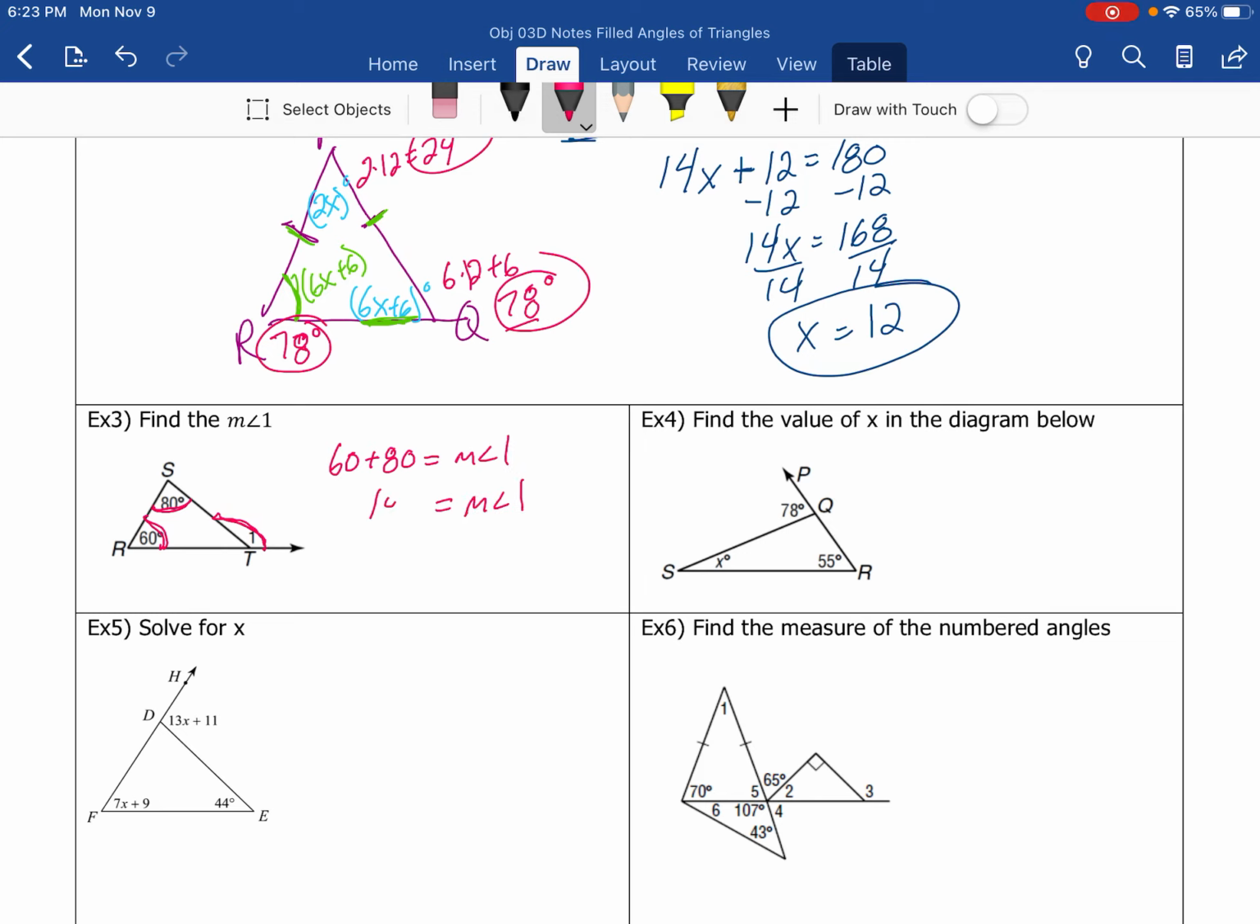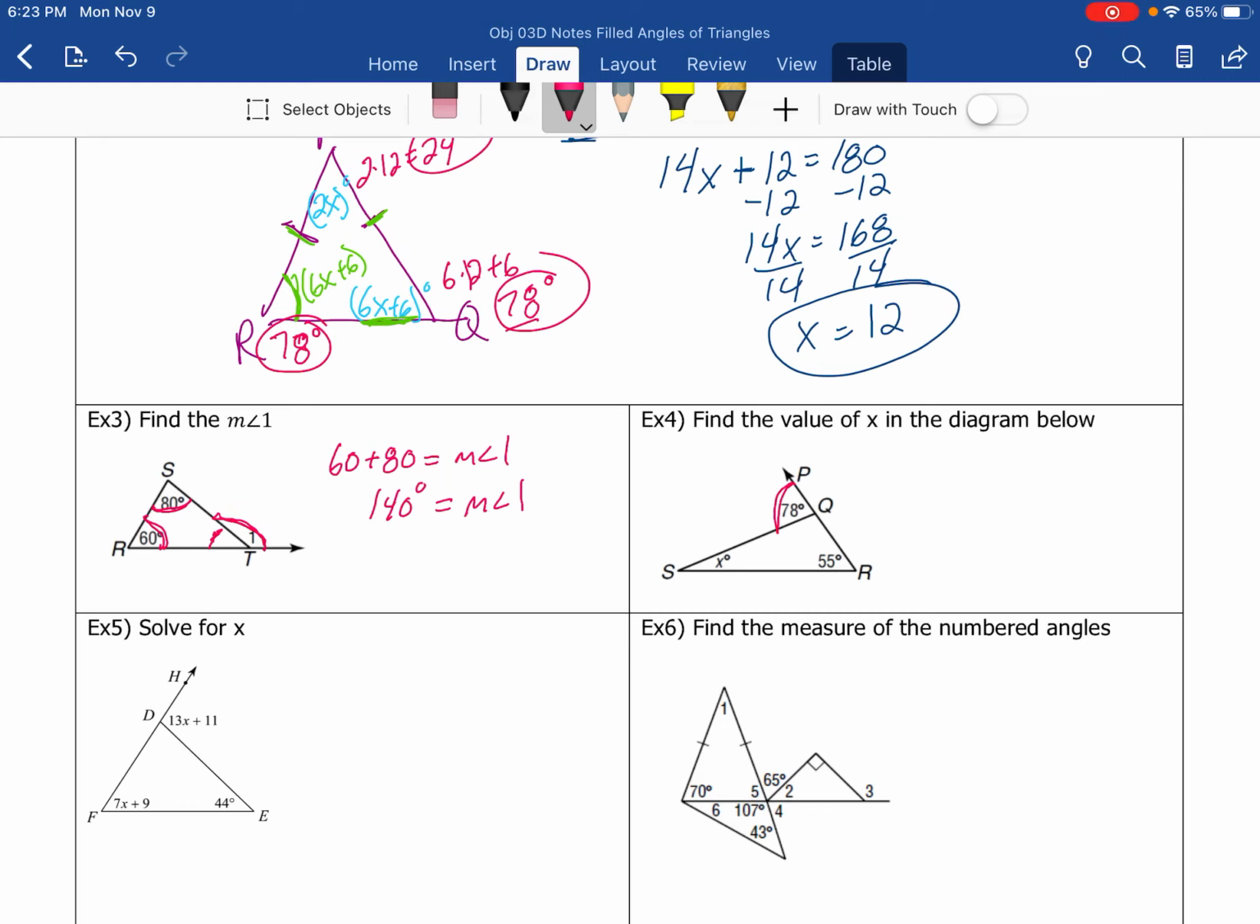So the measure of angle 1 is equal to 140 degrees. And I know that there are other ways. You could subtract from 180 and find this angle here. I know that that's a possibility, but that's not always the best way. And this one right here, this is just one move. You don't have to subtract all of that stuff, so it's actually pretty good.